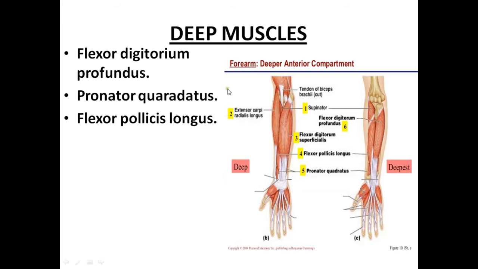Then the muscles present in the deep group are 3 in number. These are the Flexor digitorum profundus, Pronator quadratus, and Flexor pollicis longus. If we remove the Flexor digitorum superficialis, we can easily visualize these 3 muscles, that is the Flexor digitorum profundus, Flexor pollicis longus, and in the lower end the Pronator quadratus.